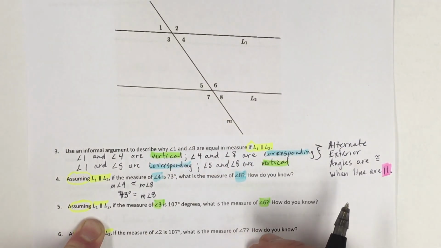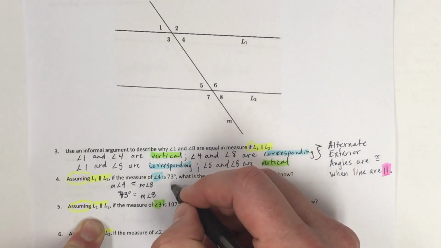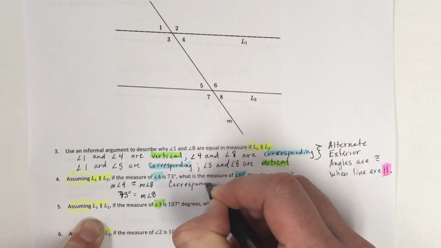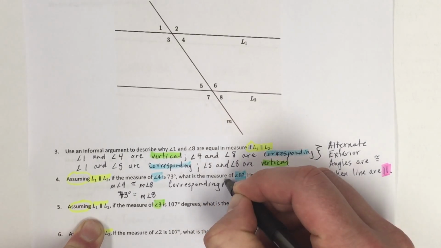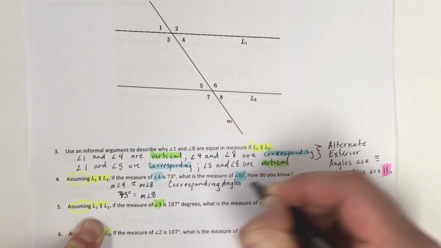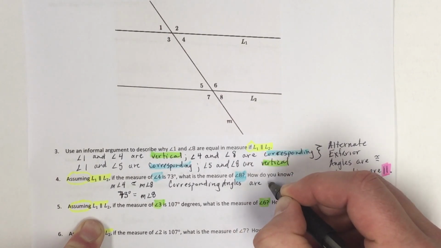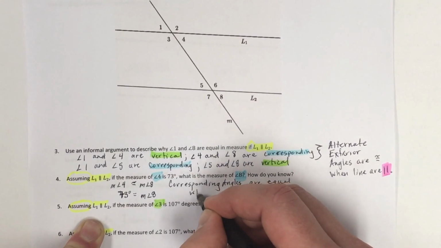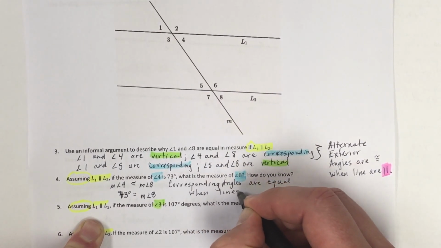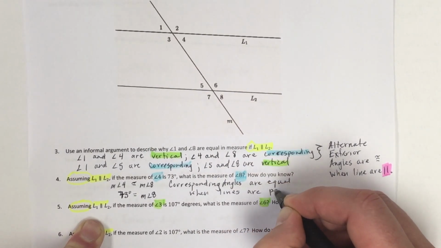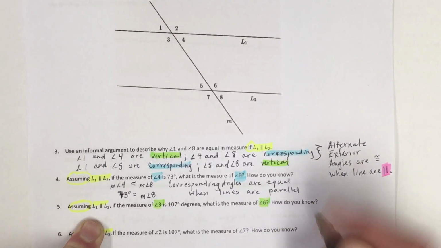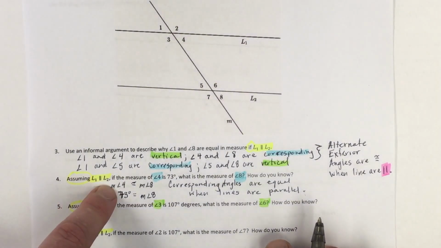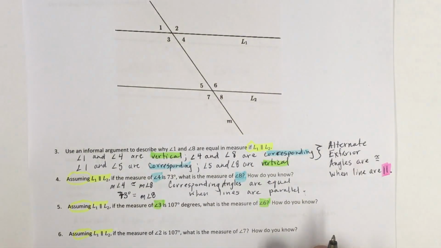How do I know? Corresponding angles are equal when lines are parallel. So the assumption that lines being parallel becomes really, really important.